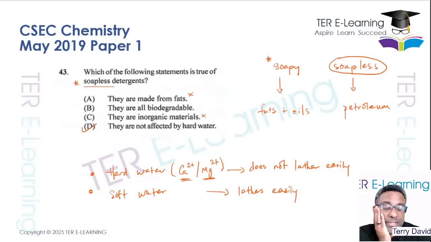Yeah, somebody's asking, but could it be B? Yeah, B is possible. Like I said, B is possible. That's why I didn't cross it out here. But I said which is true for soapless detergents. Soapy detergents are generally biodegradable. Soapless, not all of them are. So this is one of those blurry kind of questions because B could potentially be correct as well.